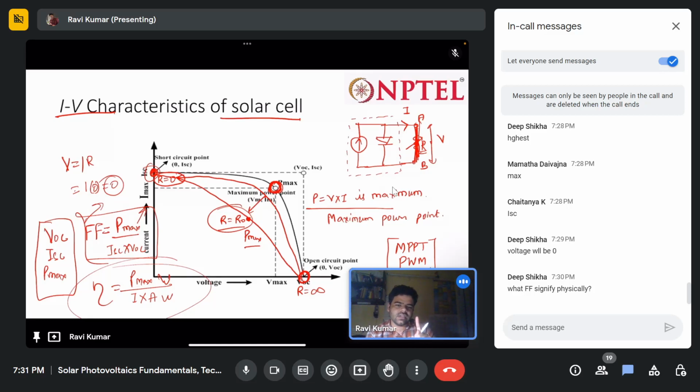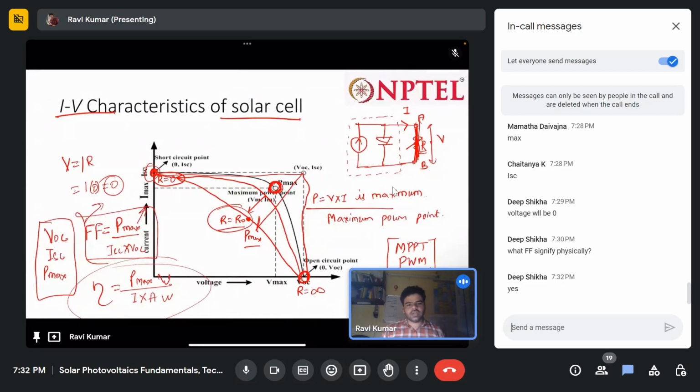Fill factor 1 would mean it is completely a rectangle or square, but that is not possible. In case there is some kind of defect and degradation, this Pmax goes down. To know the health of a solar cell, we can't talk about the absolute value of Pmax. That's why we use this fill factor. Deepsika, I think I have cleared this, but if you still have any doubt, you can ask.